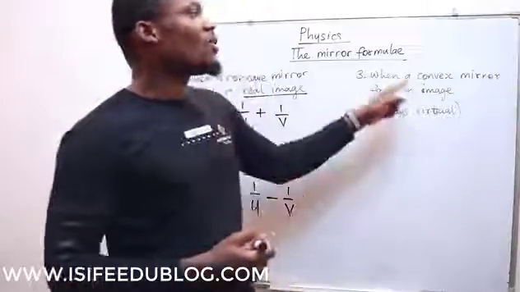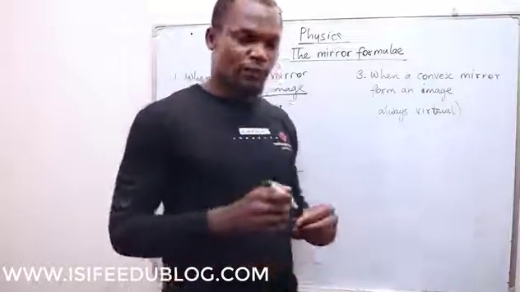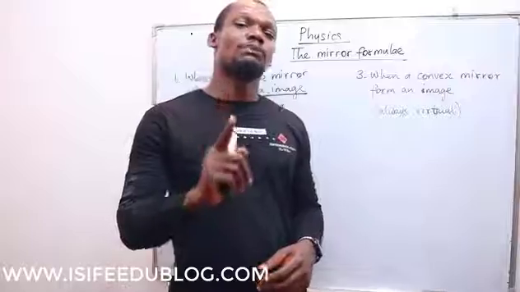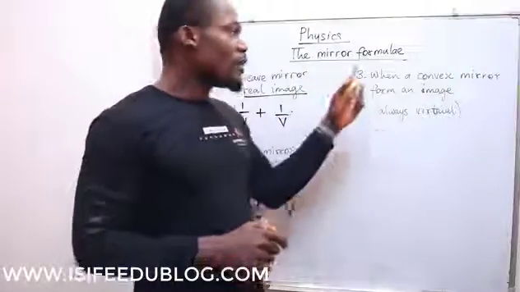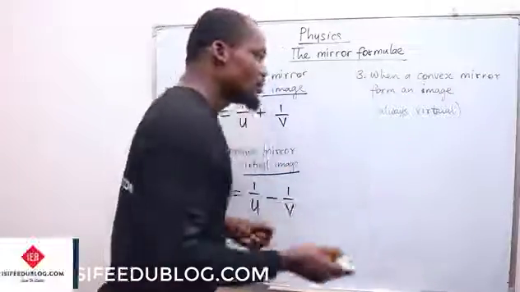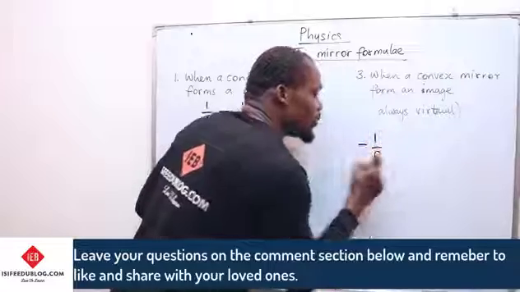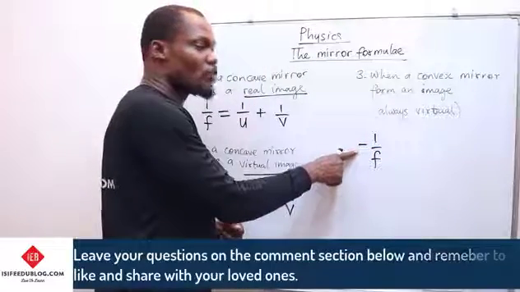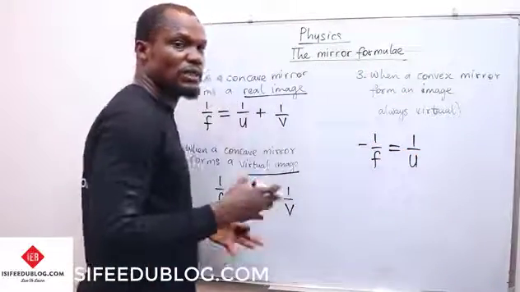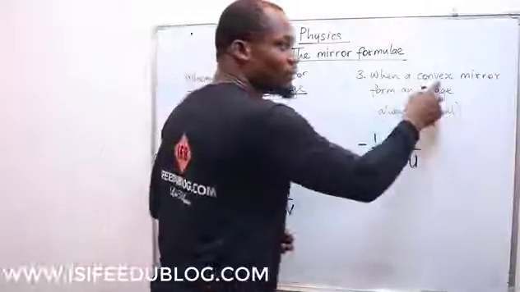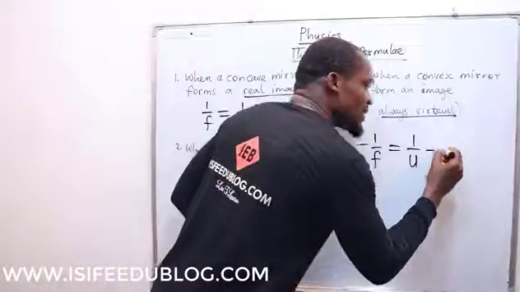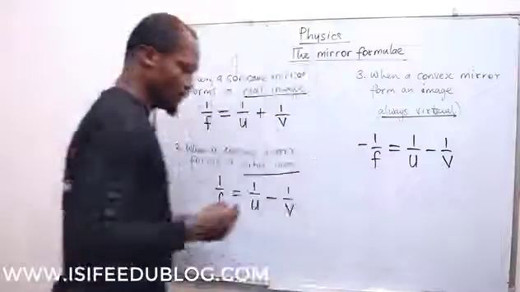Finally, when a convex mirror forms an image, if you remember again, only one type of image is formed by a convex mirror, and that image must be virtual. Now, for a convex mirror, remember that the focal length is behind the mirror, therefore making the focal length negative. That is minus 1 over F equals 1 over U, where U must always be positive because it is the object distance. But because it is convex, whenever you hear convex, the image must be virtual, and hence the image distance must be minus 1 over V.